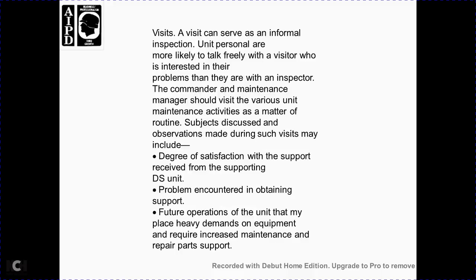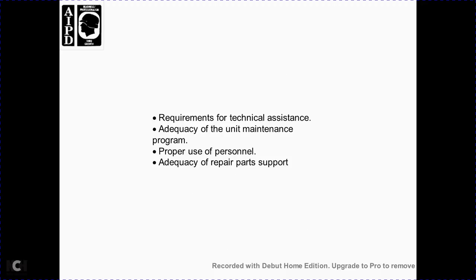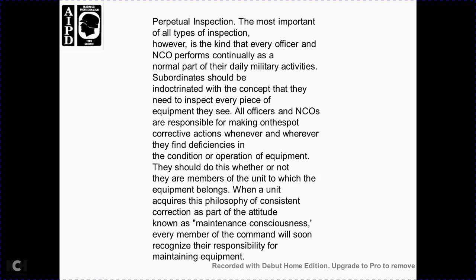Personnel are more likely to freely visit or inform of a problem than to the inspector. The manager should visit the various units and activities in a routine manner to discuss the observations made during such visits, including the degree of satisfaction with the support received by the supporting direct support unit, the problems encountered to obtain the support, future operations of the unit that may be placed in heavy demands on the equipment repair, increase in the maintenance of repair parts, requirements of technical assistance, adequacy of the unit maintenance program, proper use of the personnel, and adequacy of repair part support.